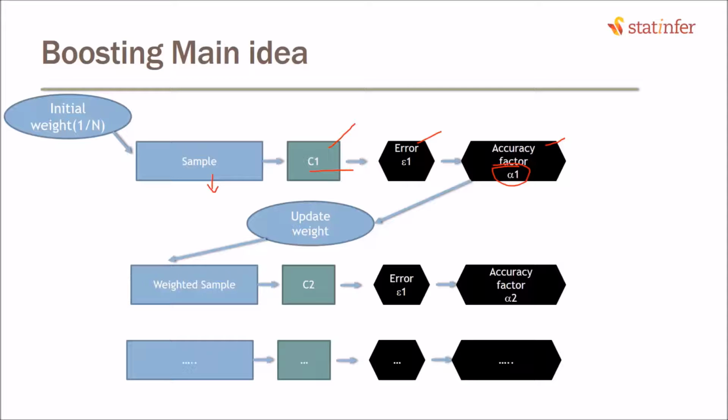From this sample we will take a weighted sample. How do we take the weighted sample? Whatever was misclassified earlier will be picked more often. Whatever was classified correctly will be chosen less. Then we build a new model C2. It has an error of epsilon 2, and the accuracy is alpha 2. Again, whatever is misclassified will be picked more often. Within this sample, again a new weighted sample will be picked. As we reiterate, the misclassified observations will be picked more often and the correctly classified observations will be picked less. We repeat the same process until we achieve the desired accuracy.